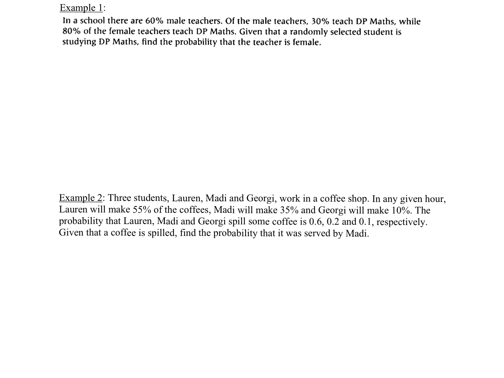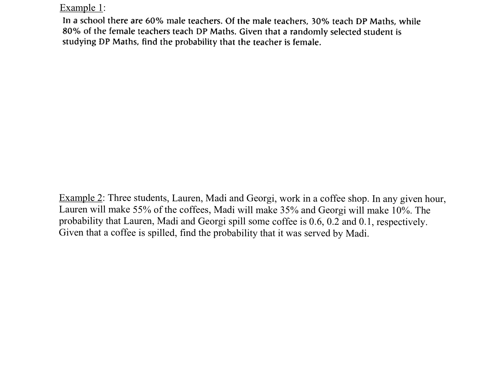So let's look at example 1. In a school, there are 60% male teachers. Of the male teachers, 30% teach DP Maths, while 80% of the female teachers teach DP Maths. Given a randomly selected student is studying DP Maths, find the probability that the teacher is female.